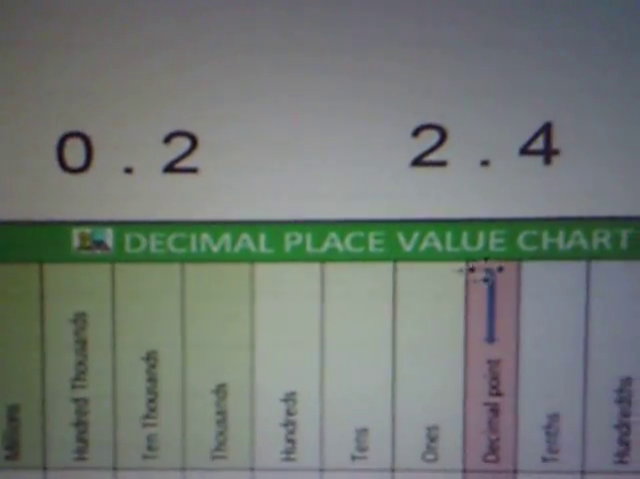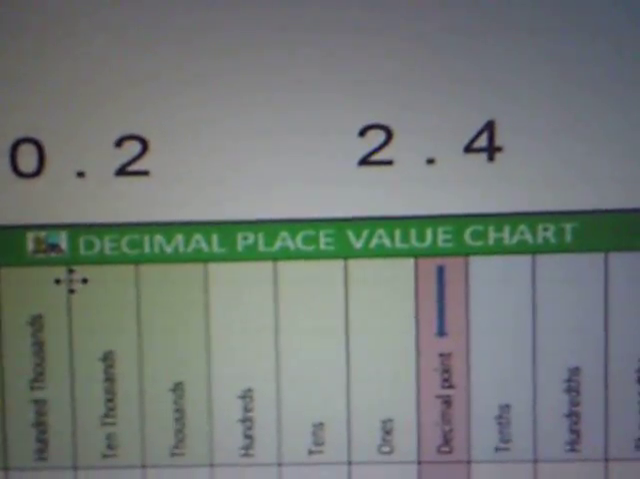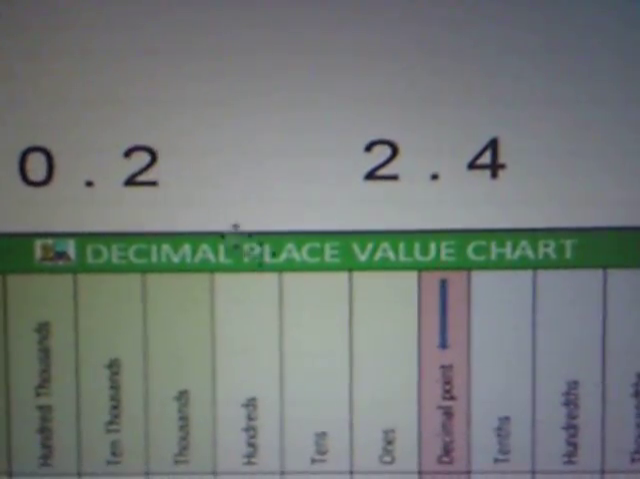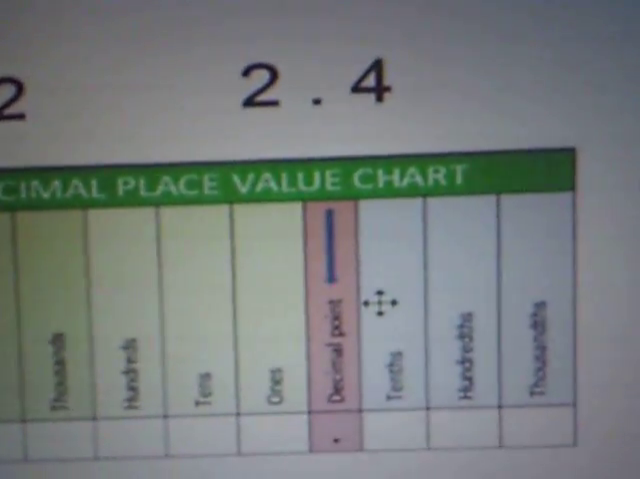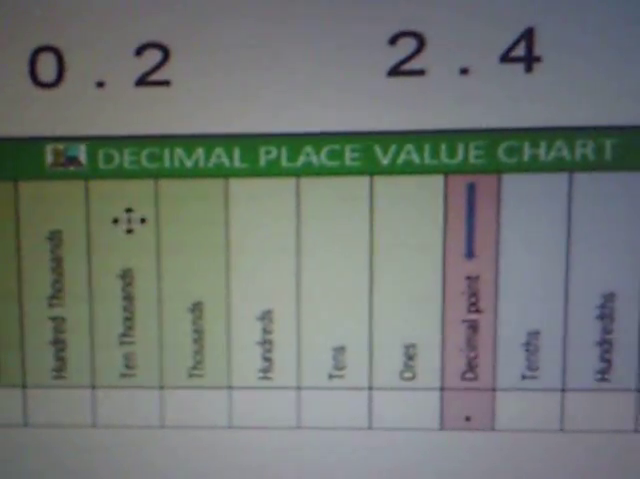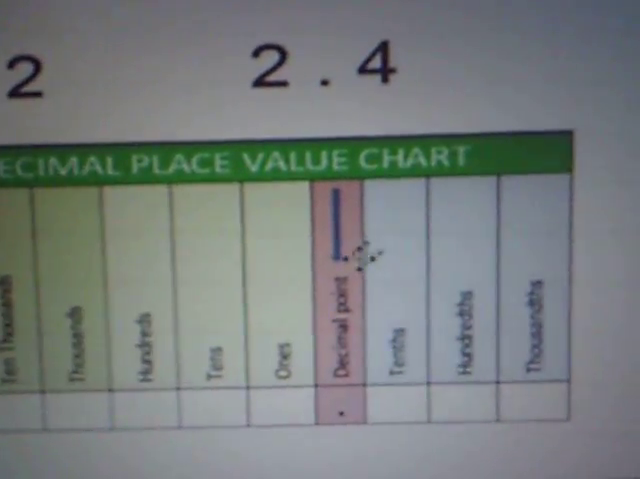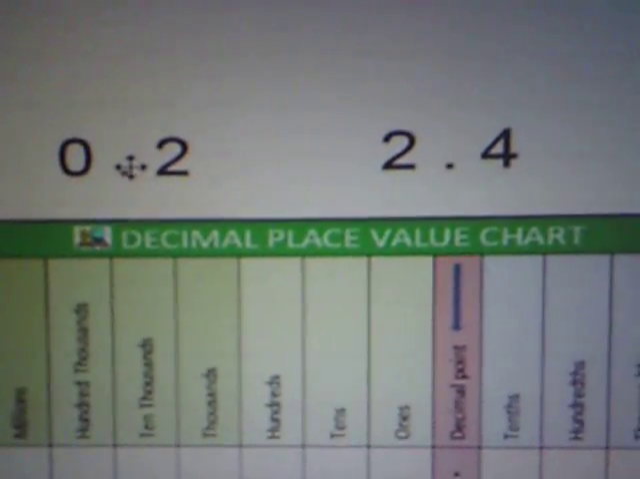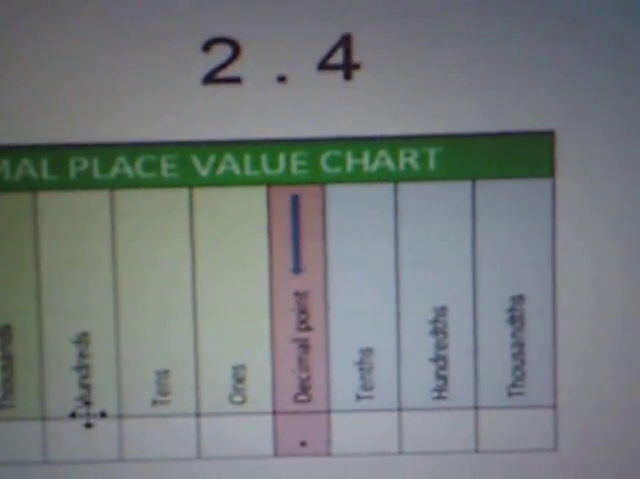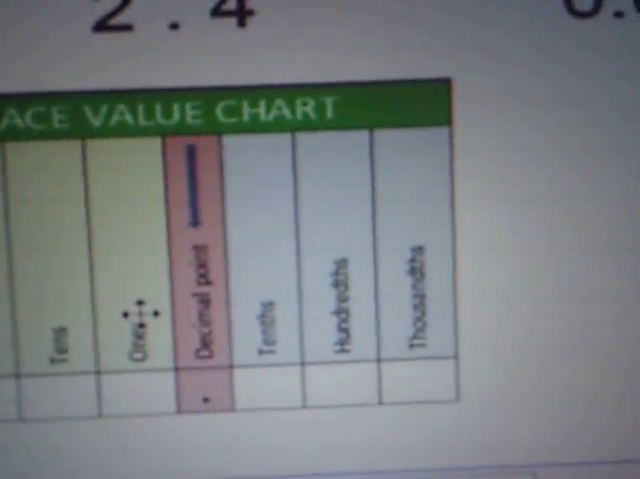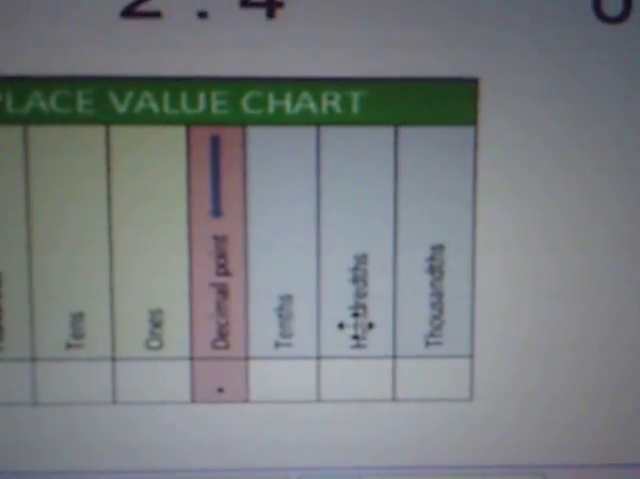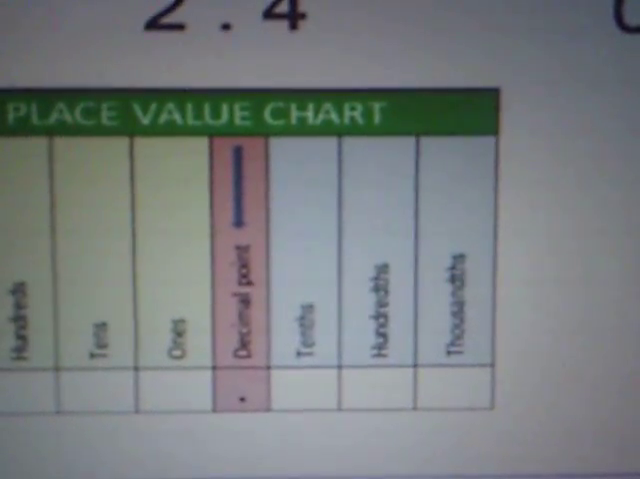This here is the decimal place value chart. This will be the most handy tool towards turning any decimal into a fraction. Okay? This is the same place value chart that students have used since about maybe 2nd or 3rd grade. I don't remember. Either way, it works the same way. It has your place values, your hundreds, your tens, your ones. Then it has your decimal point and your decimal numbers, your tenths, your hundredths, and your thousandths.